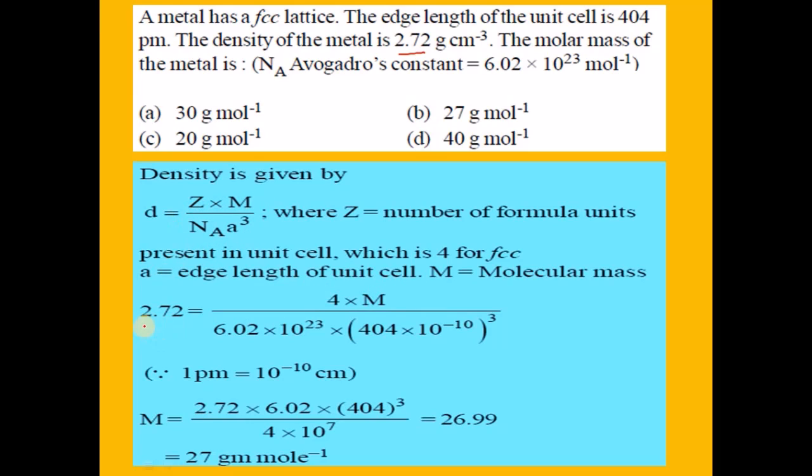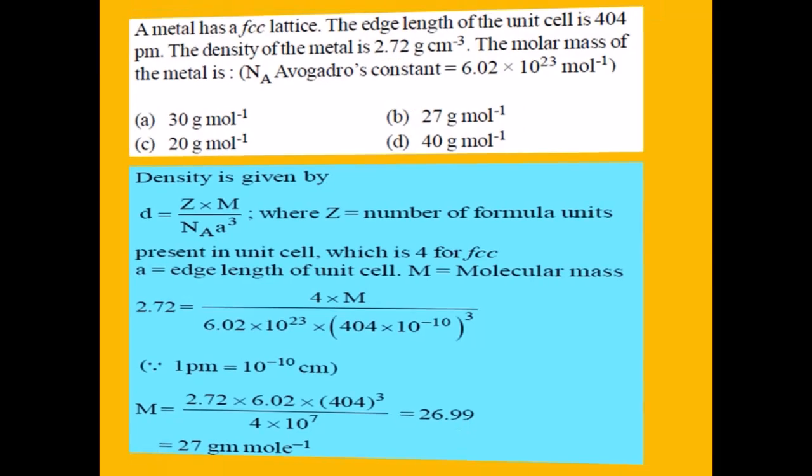So substituting the density value 2.72, Avogadro number 6.02 into 10 to the power 23, and the edge length 404 picometers converted into centimeters, then we got 404 into 10 power of minus 10, whole cube. So upon simplification, the molar mass we got is approximately 26.99. You can write 27, close to our option B. So option B is the right option.